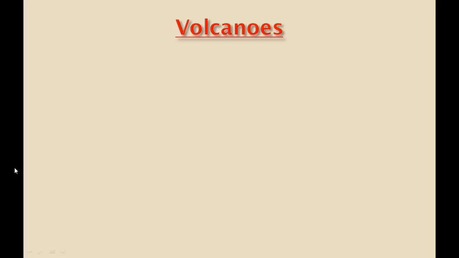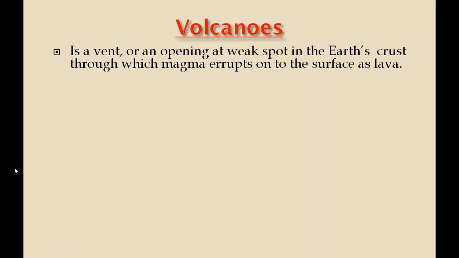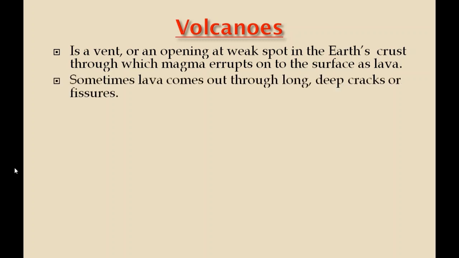Now we will study about volcano. Volcano is a vent or an opening at a weak spot in the Earth's crust through which magma erupts onto the surface as lava. Sometimes lava comes out through long, deep cracks or fissures.